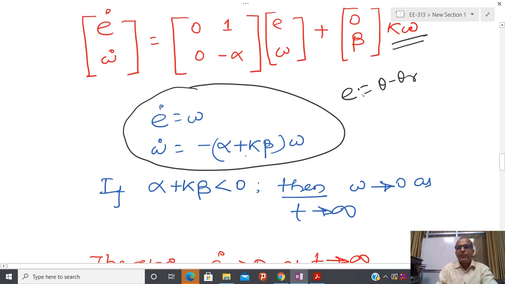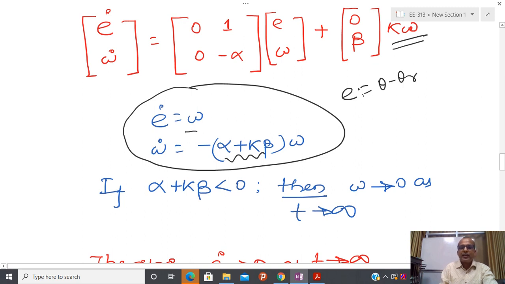So here you can see that if I substitute this, and if I am able to maintain alpha plus k beta less than 0, where I know alpha and beta, which are the system parameters of this DC motor with load, then I have to tune k such that this becomes strictly negative. If this is strictly negative, then I can guarantee that omega tends towards 0.